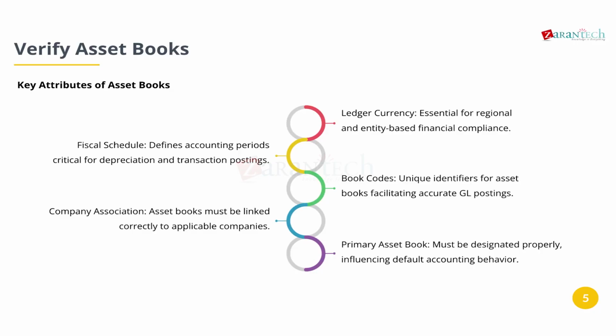We might have different accounting treatment as per the state tax law, as per the taxation law, as per the accounting norms. To fulfill that requirement, we need to have book codes. Now, company association. Asset books must be linked to the company so that if any applicable company is trying to register an asset, it will go hand in hand.